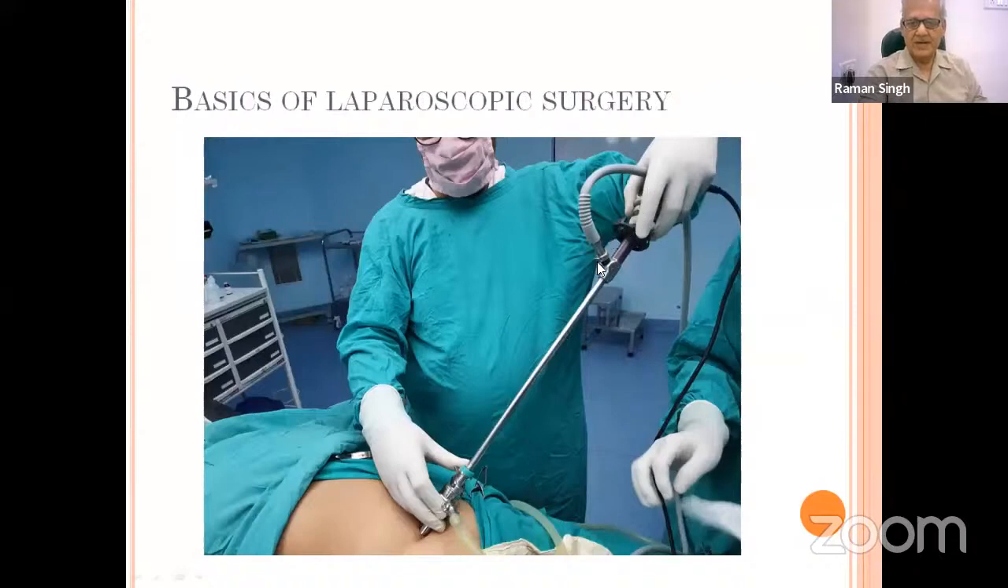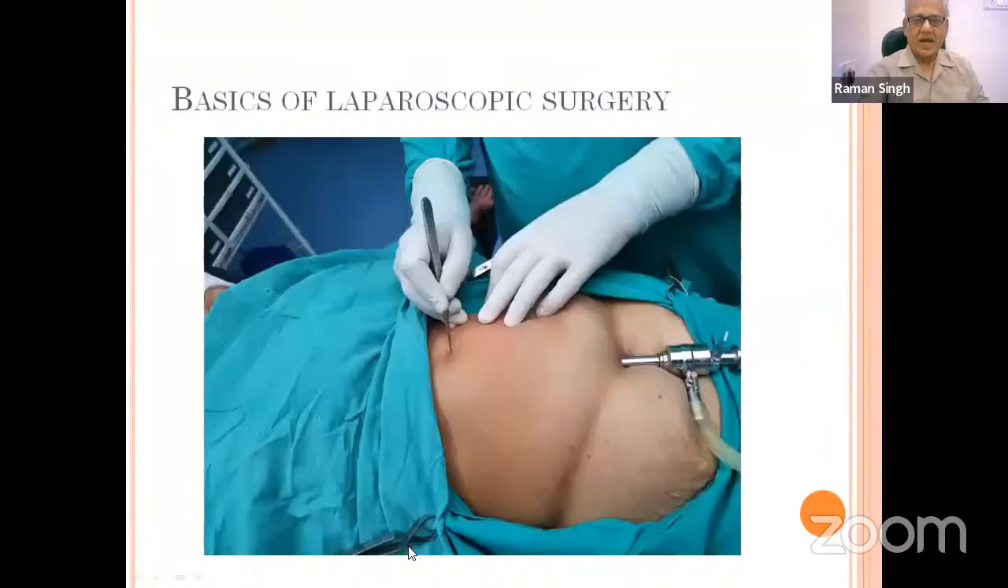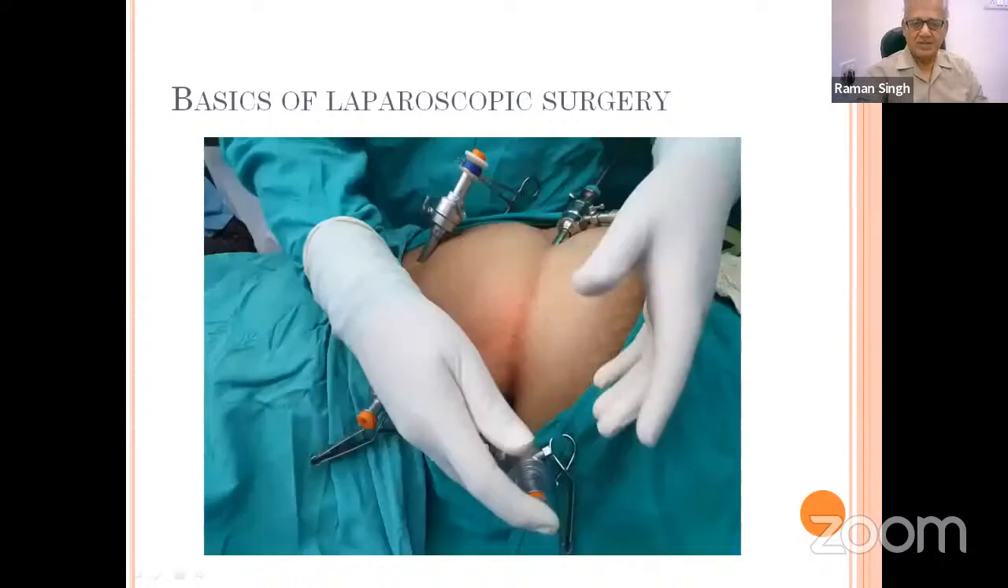attached with camera head and the light source. It is introduced into the first port, that is the camera port over here. And after seeing inside, we create the second port, the epigastric port here for the hand instrument, and the third port over here, and the fourth port over here. Now this is the camera port, this is the epigastric port, this is the mid-clavicular port, the third port, and the fourth port is usually at the level of the anterior axillary line.